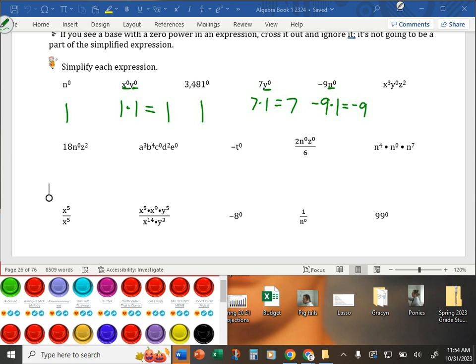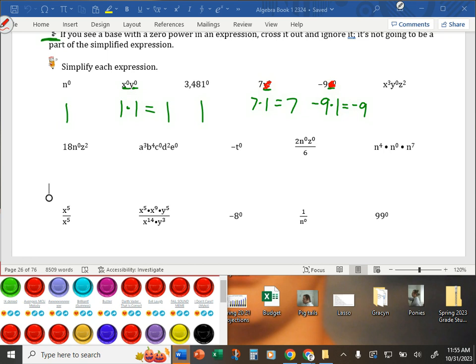I give you this little nifty tidbit up here, my little moniker, if you can see it there. Whenever you have a 0 power in an expression, you can kind of just ignore it, right? Like 7y to the 0, if we just ignore the y to the 0, what are we left with? 7. That was our answer. Negative 9n to the 0 power, if we ignore that n to the 0 power, what are we left with? Negative 9. That's our answer.